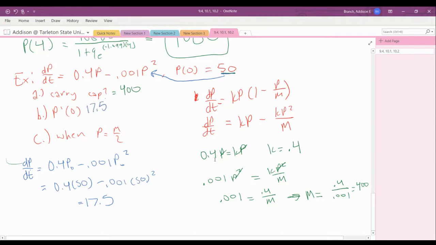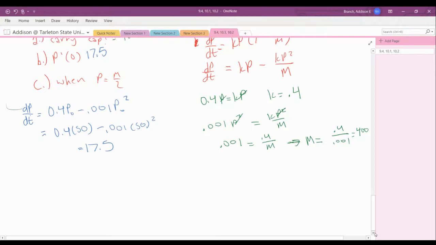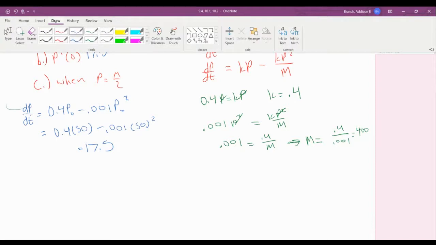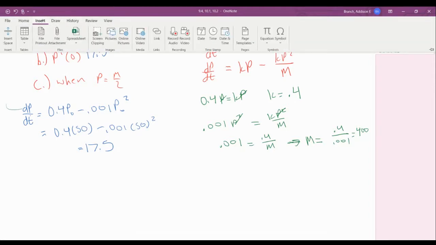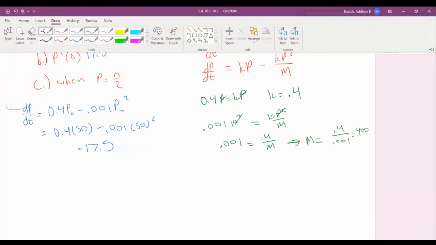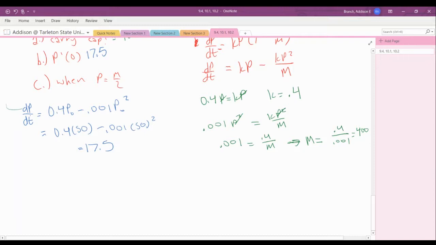So now our last step, I want to know, when is our population going to hit half of our carrying capacity? We know that our carrying capacity is 400. So what we want to know is how long is it going to take for us to hit a population of 200?